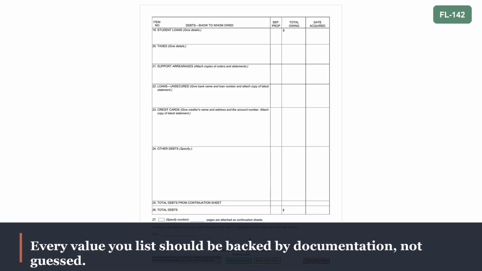Attach recent statements, appraisals, or other records that support the numbers you report for bank accounts, retirement accounts, investments, and real estate. Supporting documents do two things. They make your disclosure credible, and they give you a paper trail if a value is ever questioned later. Guessing a value with no basis behind it is one of the most common ways a disclosure runs into trouble.